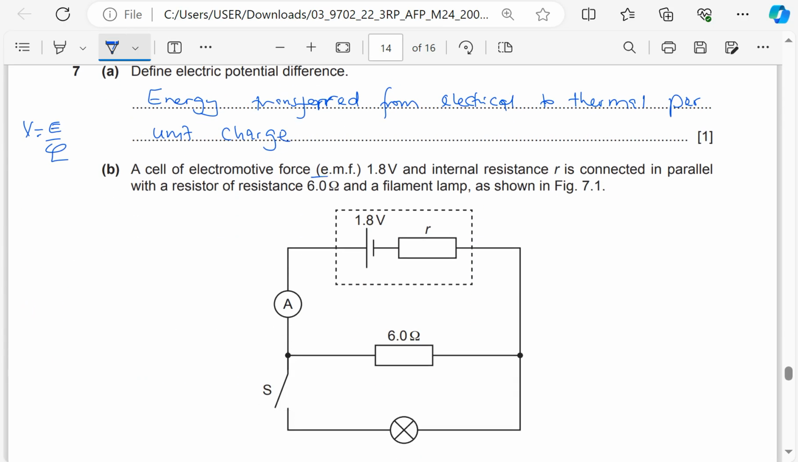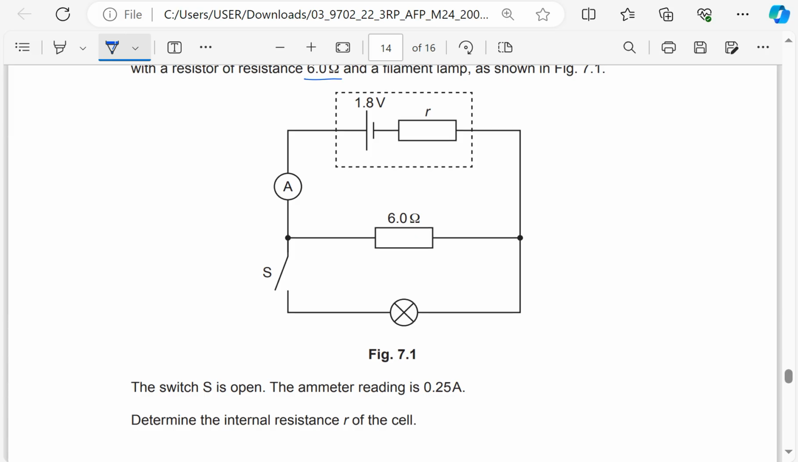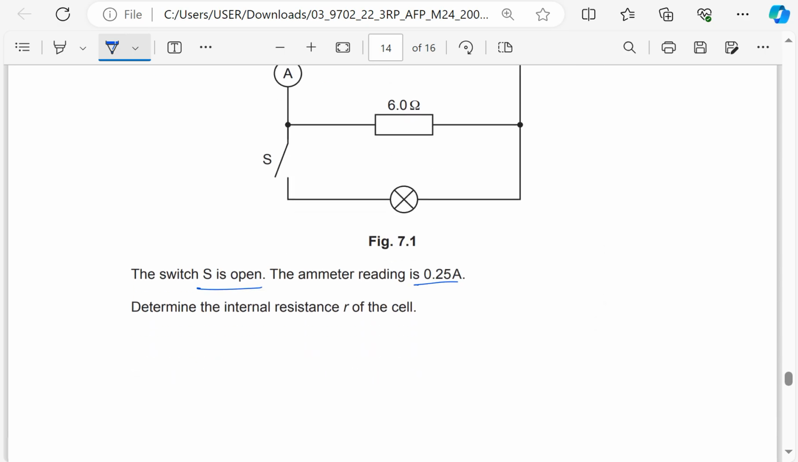A cell of EMF 1.8 volts and internal resistance r is connected in series with a resistor of resistance 6 ohms and a filament lamp as shown. The switch S is open. The ammeter reading is 0.25 amperes when S is open. So that means we can tell the PD across 6 ohms. Determine the internal resistance of the cell.